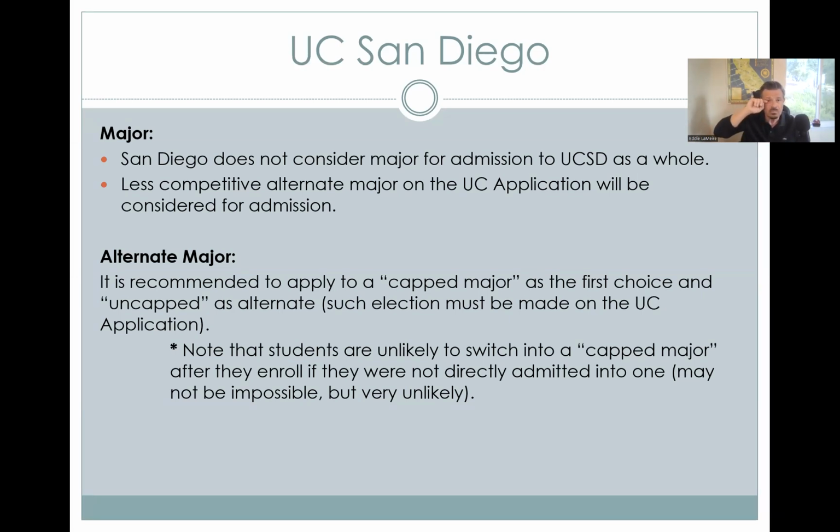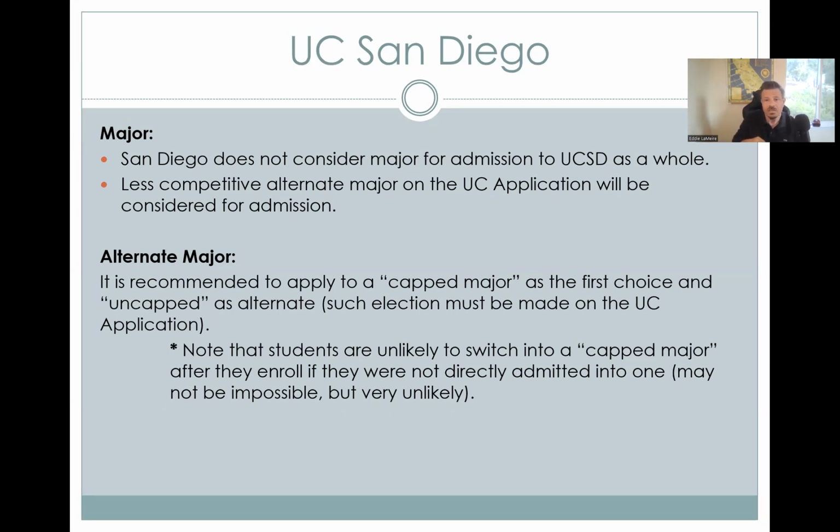San Diego does not consider admission to UCSD as a whole as far as the major. But as far as getting in, they would like students to put in a less competitive major as the alternate major in the event that the first choice major is capped. This is one of the few cases where the alternate major does matter. They say it does allow them to make a more informed decision on the student and potentially place them into a major that they want rather than admitting them as undeclared.